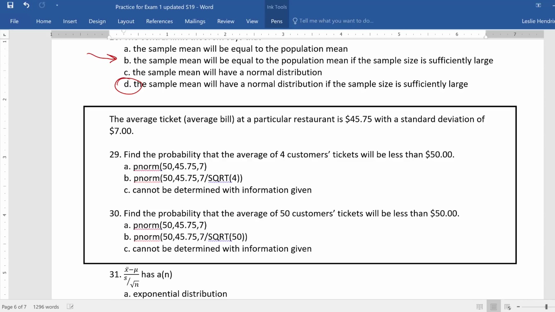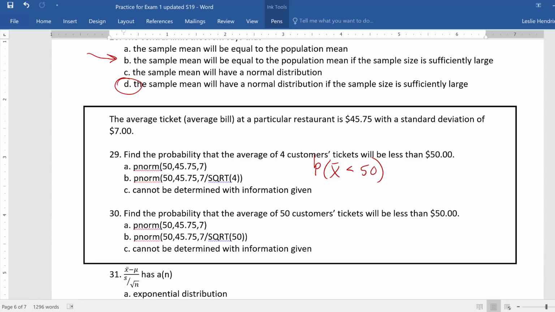All right, the average ticket or average bill at a restaurant is $45.75 with a standard deviation of $7. Find the probability that the average of 4 customers' tickets will be less than $50. Now, the key here is we need to know the distribution of the sample mean, because we want the probability that the sample mean of 4 customers' tickets is going to be less than $50, right? So we need to know the distribution of the sample mean.